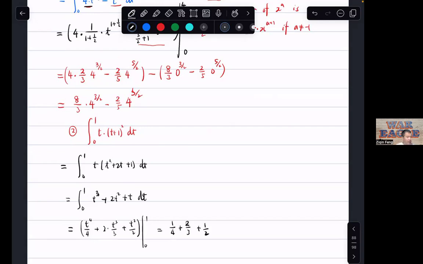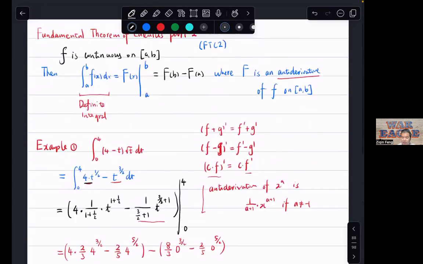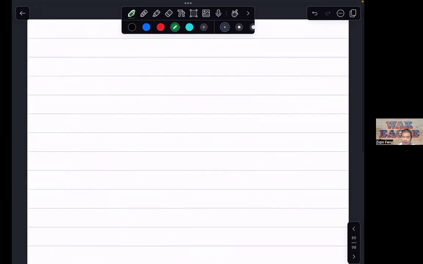So let's see another definition here, right? Because of this close connection between the definite integral and antiderivative, let's try to introduce a new name for the antiderivative to make the connection clear, right? So we give a new name for the antiderivative. We call that indefinite integral.